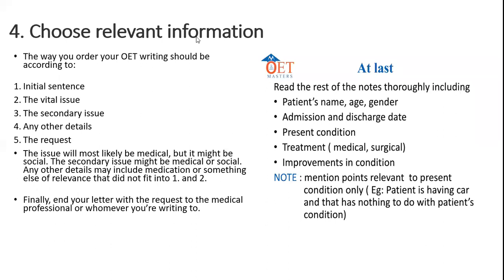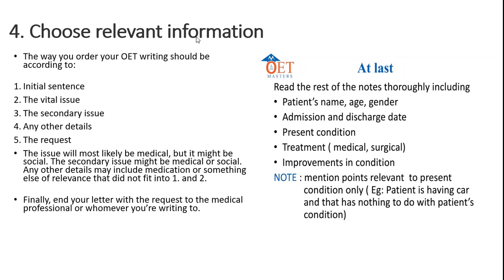The first thing is the initial sentence. Initial sentence means your introduction. I'm writing to refer so and so. That is your initial sentence, the way you start. Second is the vital issue. That means the major complaint of the patient. Now, it can be a major complaint or it can be a diagnosis which has already been made. For example, I might say that I'm writing to refer Mr. Brett Collister, who presented to me or who has been diagnosed with type 2 diabetes mellitus.